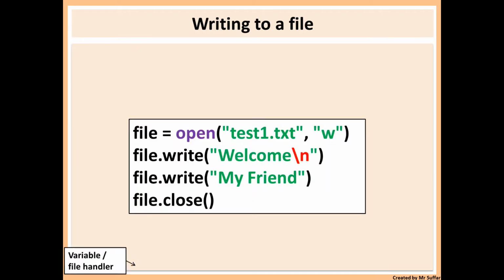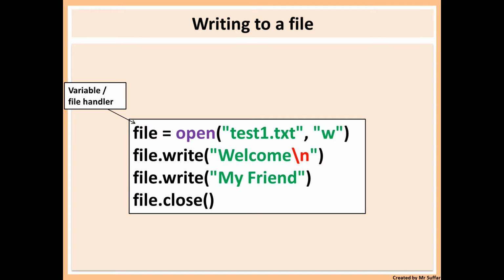Now, here is an example of code for writing to a text file. So the first thing is that you need to create a variable, sometimes called a file handler. Then you need to put equals open. Now, open will either open a file or create one for you if you don't have one already created. So generally, when we write a file, it will create one for you. Then we've got test1.txt. Now, this is the file name. So it will create a file called test1.txt.